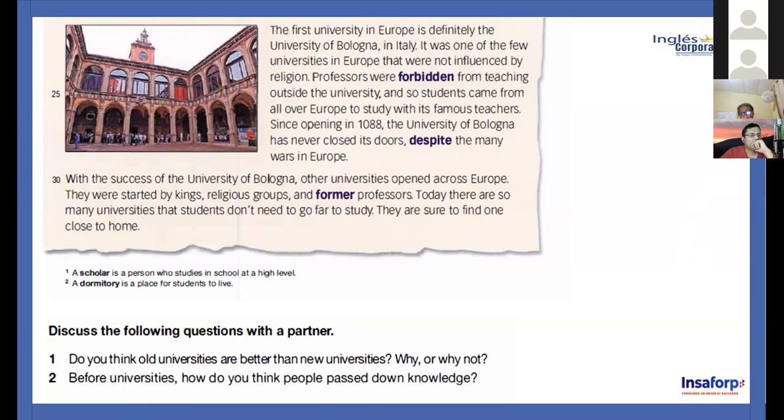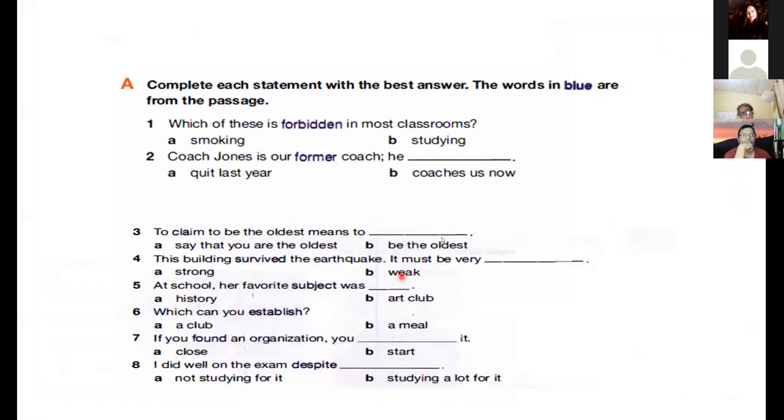La número dos, number two, Patricia. Before universities, how do you think people passed down knowledge? ¿Cómo se transmitía el conocimiento? In which way? From letters too, right? Letters, books, and some others. Okay, thank you, Patricia. So let's practice the vocabulary.